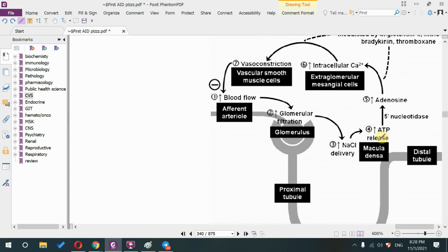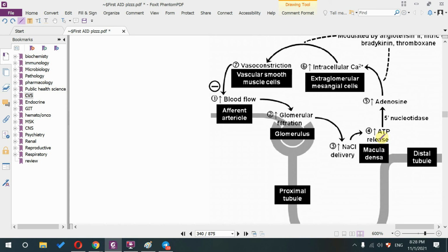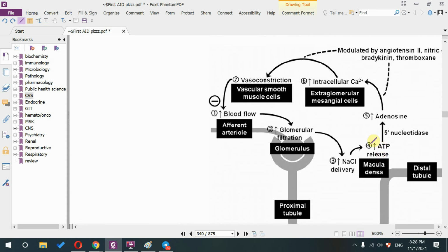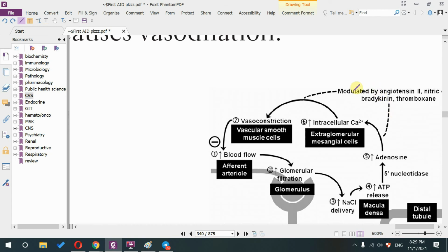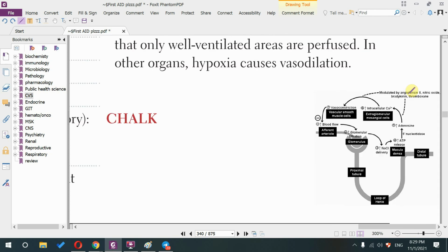Your macula densa will sense that there is a lot of NaCl, so it will decide to secrete a lot of ATP, especially the sodium. You are correct, it's the sodium that it senses. So the ATP will be converted to adenosine. Adenosine, my friend, what are you doing here? Well, I'm getting modulated by angiotensin 2, nitric oxide, bradykinin, and thromboxane.